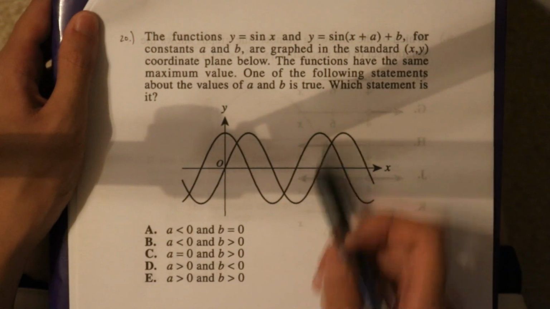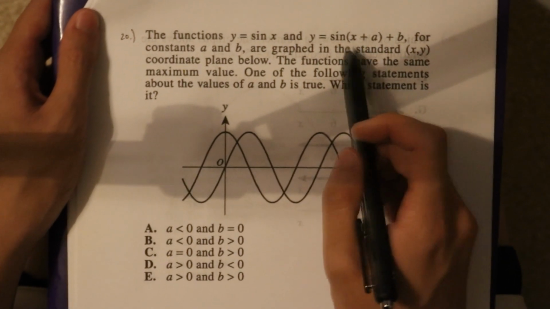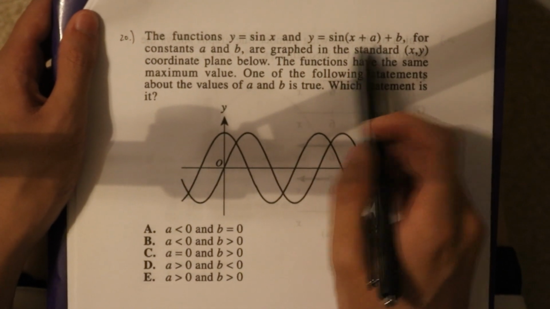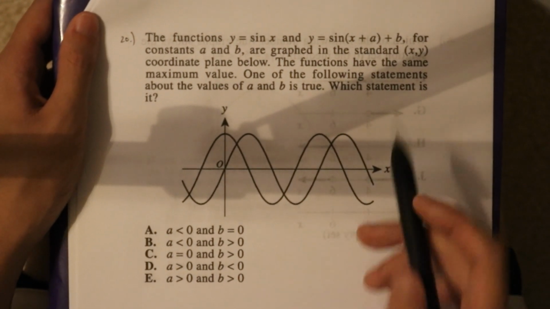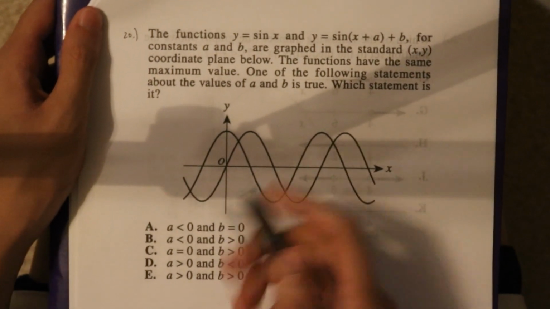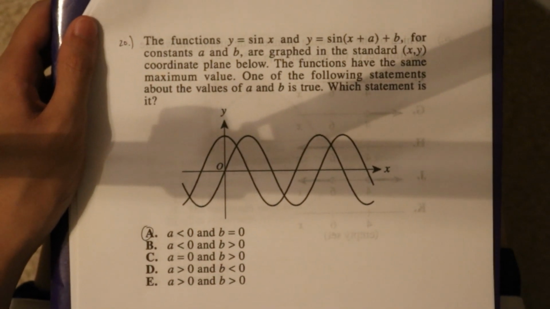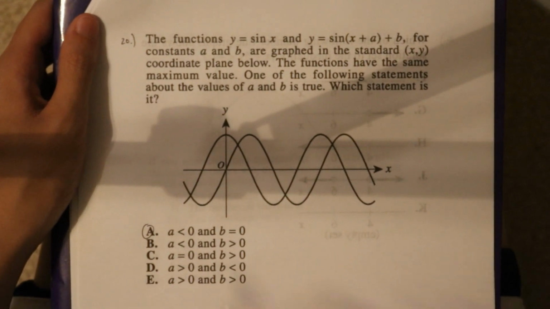Meaning, for the horizontal shift, you only have to pay attention to inside the parentheses of the graph. So this would mean that the only choice that's available for that case would have to be A. a is less than 0 and b is equal to 0.